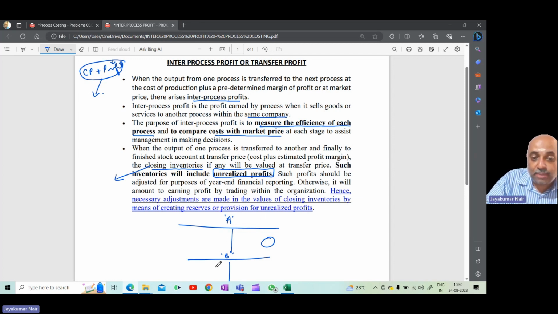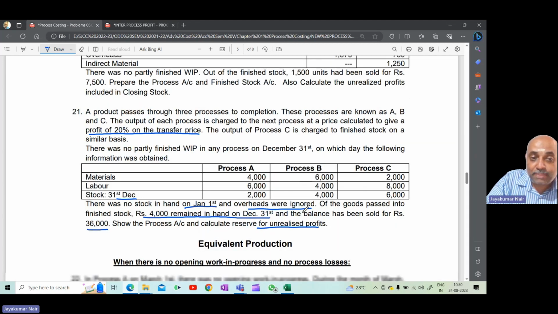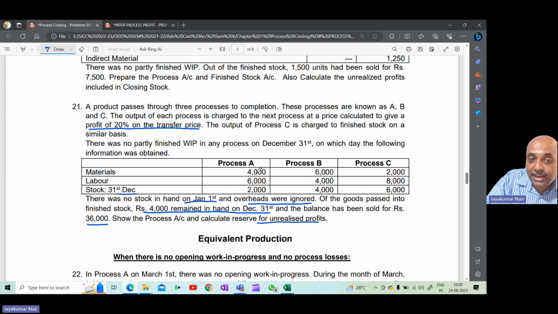So now we will go straight to the problem. In the problem, you know that in process A, material incurred is 4,000, labor is 6,000, and stock on 31st December is 2,000. So now what do we do?